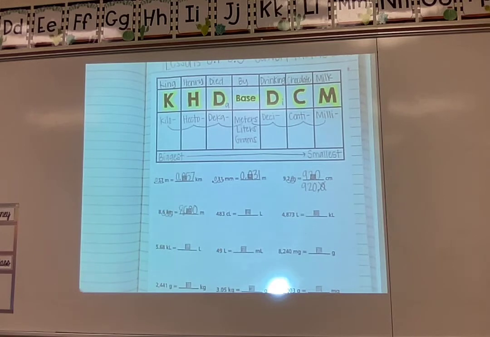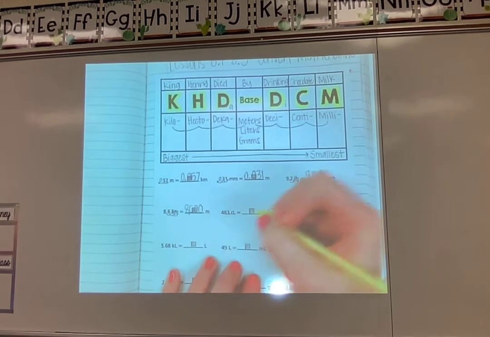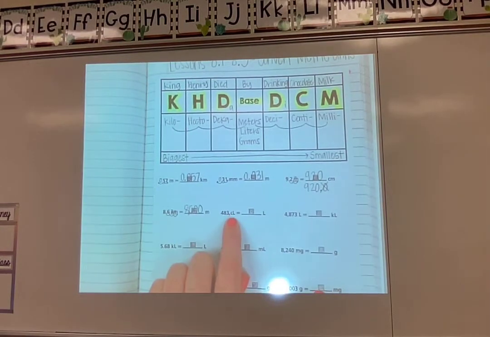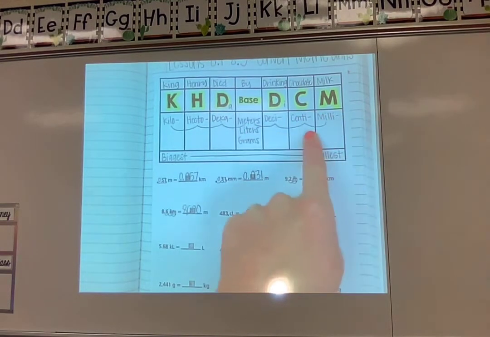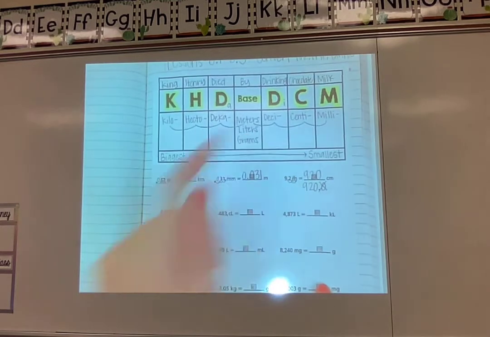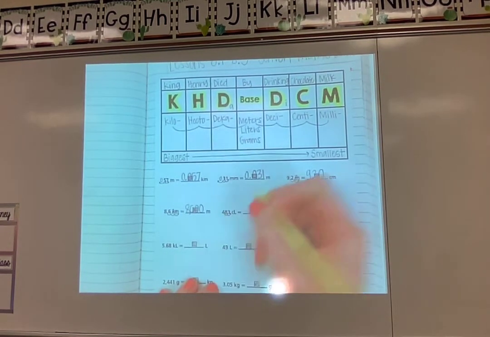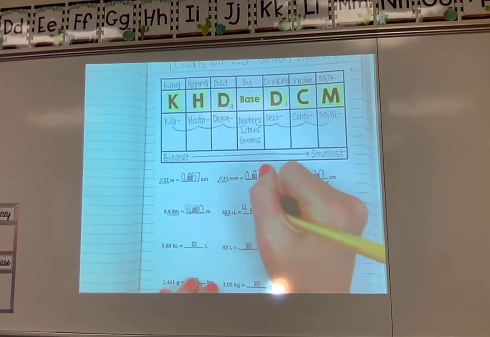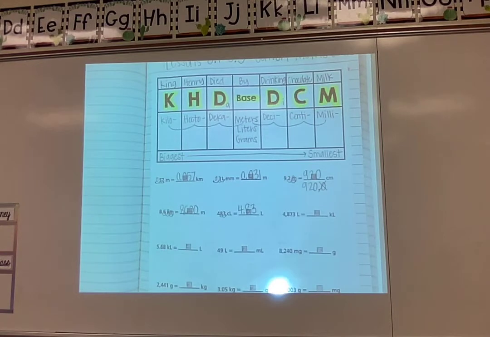Alrighty, the next one, 483. Doesn't have a decimal, so I'm going to go ahead and add it as I look at it. I'm starting in centiliters, and they want me to go to liters, which is right here. So 1, 2 hops, and notice I went to the left, so I need to do the same with this decimal. 2 hops in the same direction would give me 4.83. I'm just moving my decimal the same amount of hops and the same direction as I do on the chart.